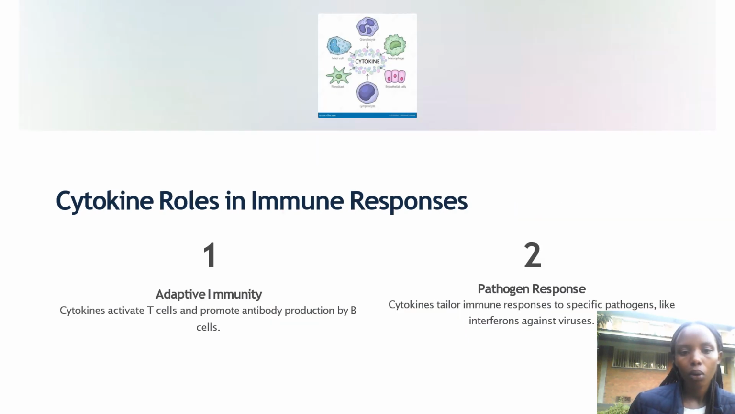So we have cytokines in immune responses. As we know, we have adaptive immunity and pathogen response. For adaptive immunity, cytokines may activate T cells and promote antibody production by B cells. And for pathogen response, cytokines tailor immune responses to a specific pathogen, like interferons against viruses. So that's how cytokines perform their role in immune responses.